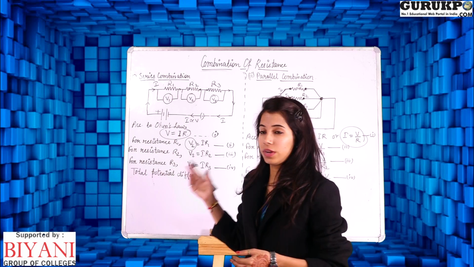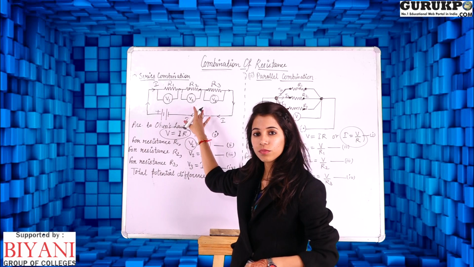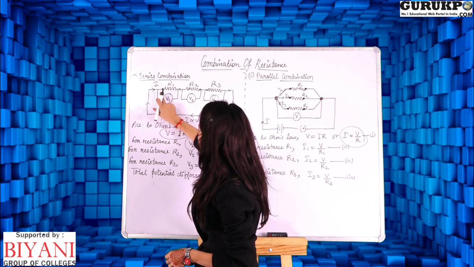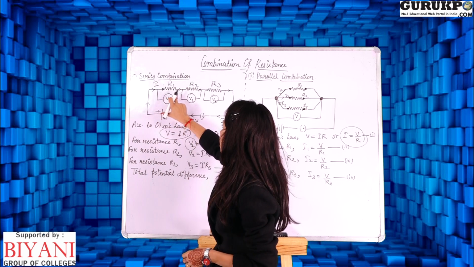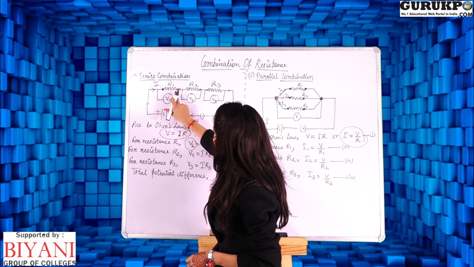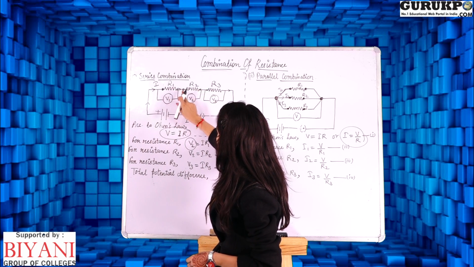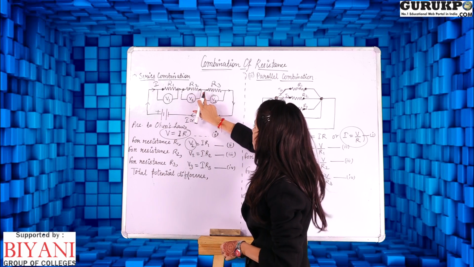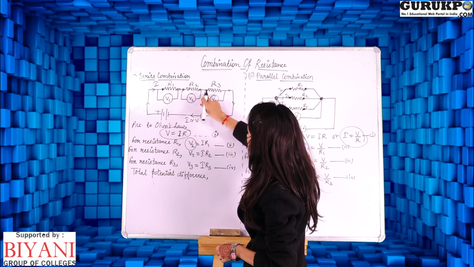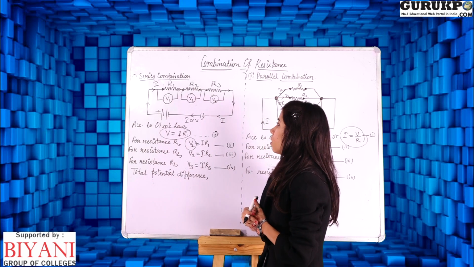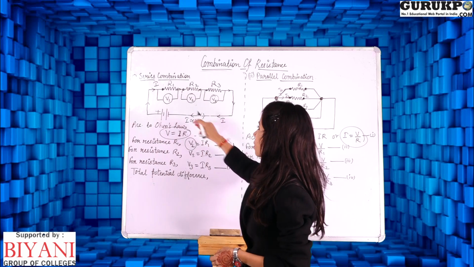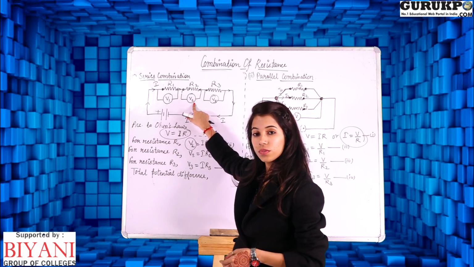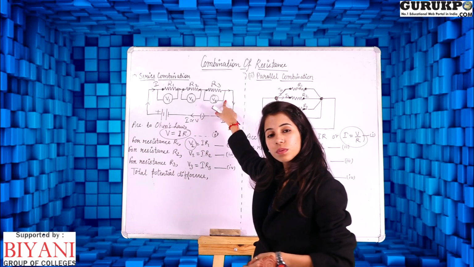If I talk about series combination, then let us focus on the diagram of the series combination. In series combination, the first end of the resistance R1 is connected to the battery. The second end of resistance R1 is connected to the first end of resistance R2. Similarly, the second end of resistance R2 is connected to the first end of resistance R3 and so on. Now, if I talk about the potential difference, then the resistance R1 will have potential difference V1, the resistance R2 will have potential difference V2 and the resistance R3 will have the potential difference V3.